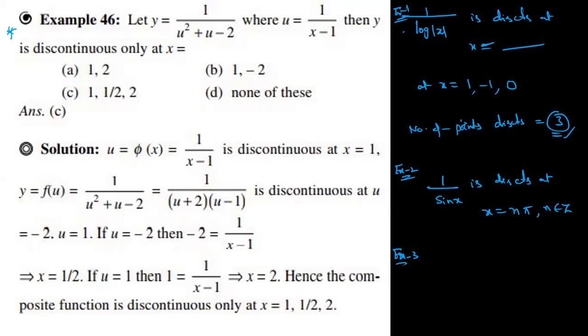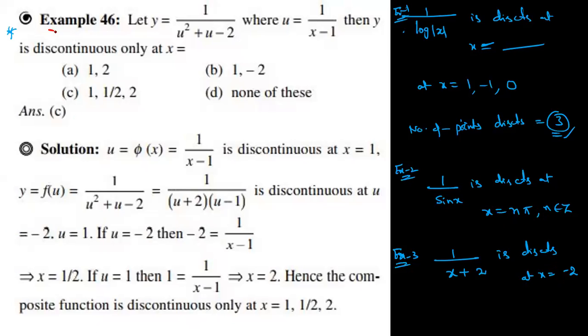Example 3. 1 by x plus 2 is discontinuous at x equal to what? Anyone? Minus 2. Correct. Good. Getting why? A gap is there at this point. Fine. Come to the question.